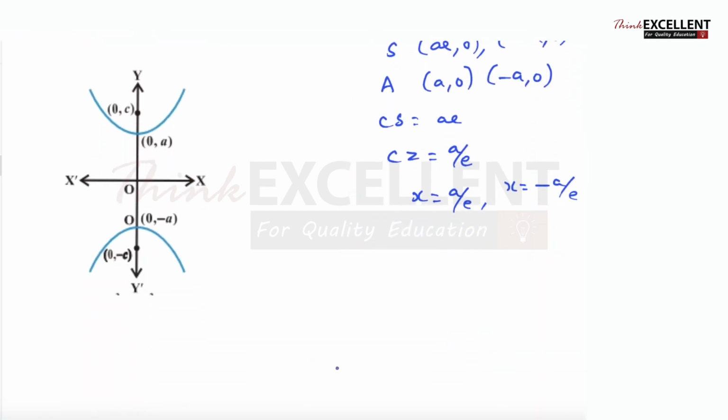In the case of ellipse, eccentricity is equal to what formula? You studied root of a square minus b square by a, right? But here it is root of a square plus b square by a. So like this you compare and study so that you won't make any mistake.